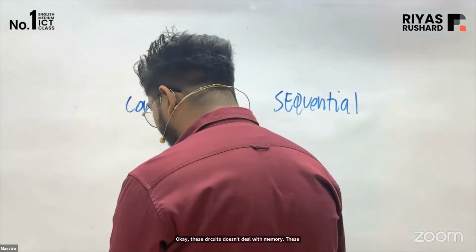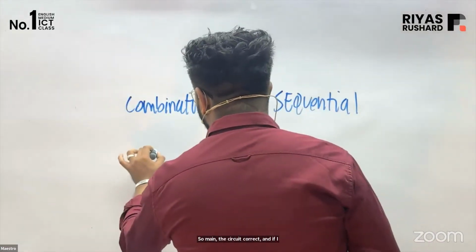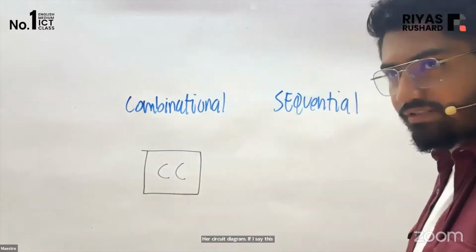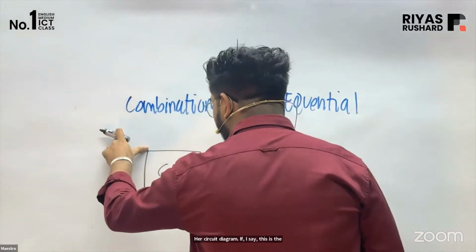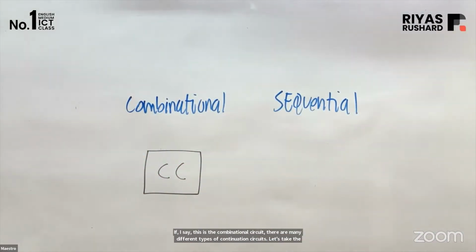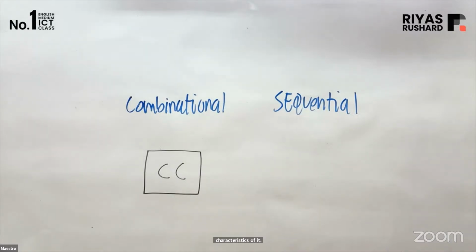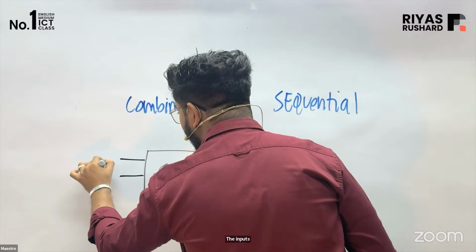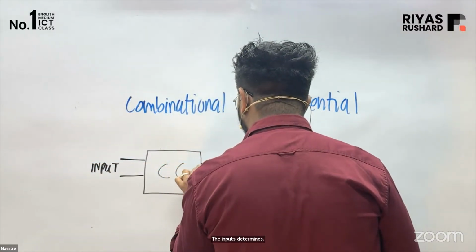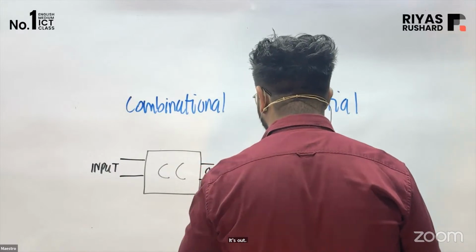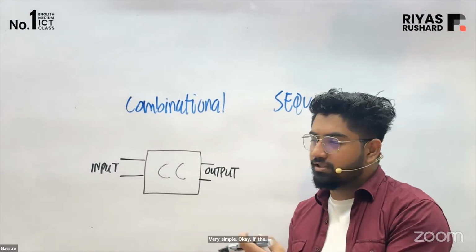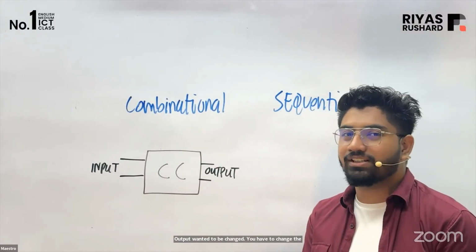If I draw a circuit diagram, if I say this is the combinational circuit, there are many different types of combinational circuits. Let's take the characteristics of it. Now, how does this circuit work? The inputs determine its output. The input determines the output. Very simple. If the output wants to be changed, you have to change the input. Yeah, it's very simple.